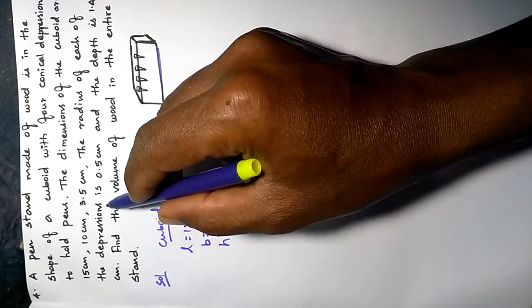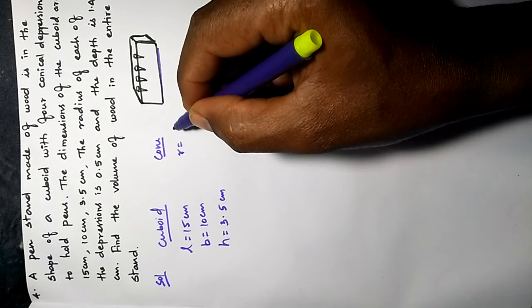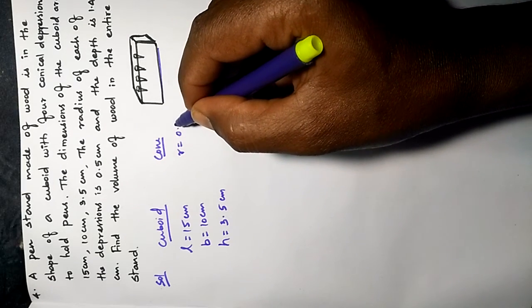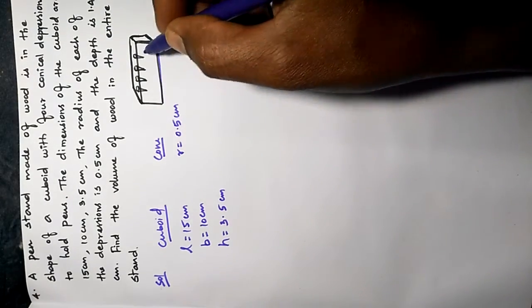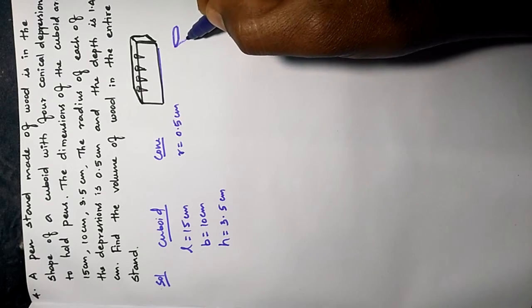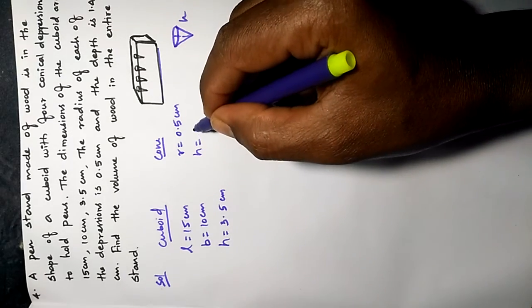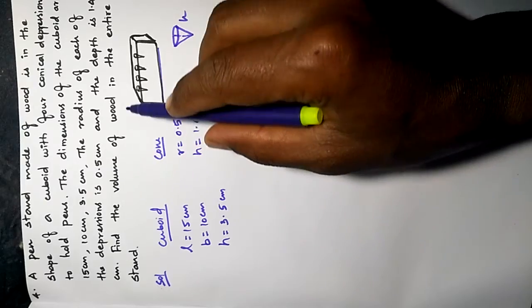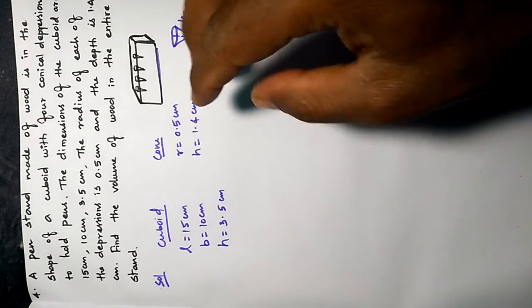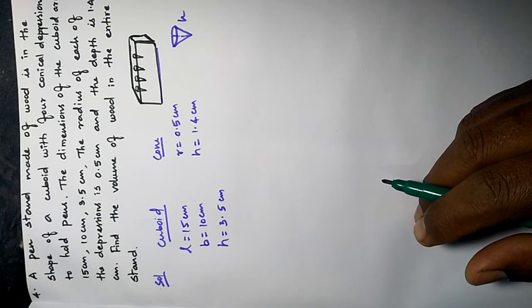The radius of each depression is 0.5. Depressions means here we have a cone only, so the radius of the cone is 0.5 centimeter. And depth means nothing but, see, when you take a conical part here, depth means here it will become the height. So height is equal to how much? 1.4 centimeter. Then find the volume of the entire stand. So the remaining volume you have to find out from the cuboid. The 4 conical depressions they dig and cut out. So the remaining volume only we have to calculate.